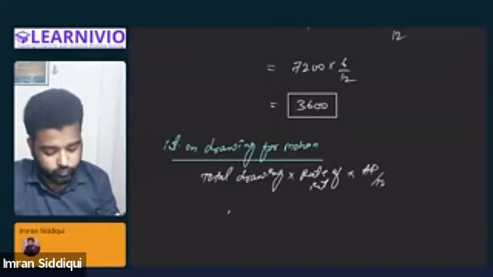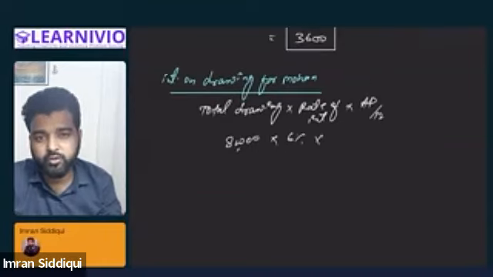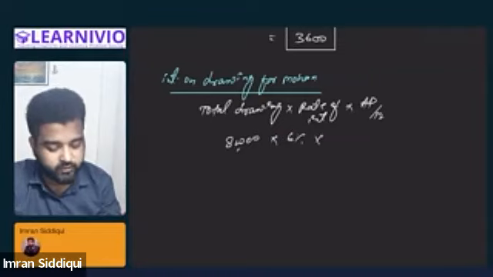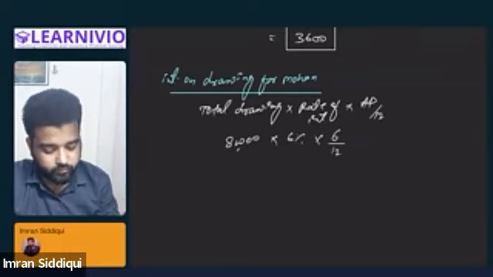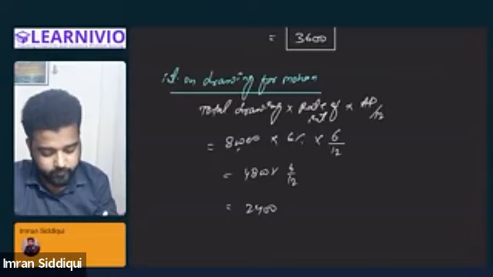So total drawing made by Mohan is 80,000. Rate of interest is 6% for Mohan as well. And average period, since the month or the date of drawing is not given, we can presume that the average period is 6 months divided by 12. So ultimately we'll be getting 4,800 into 6 by 12. So the answer is 2,400. Got it? I hope this is clear.